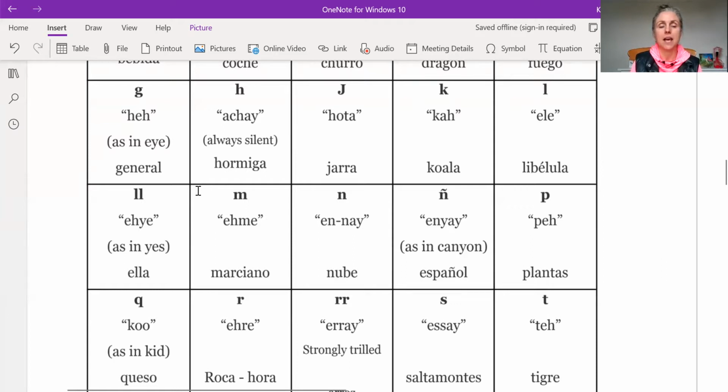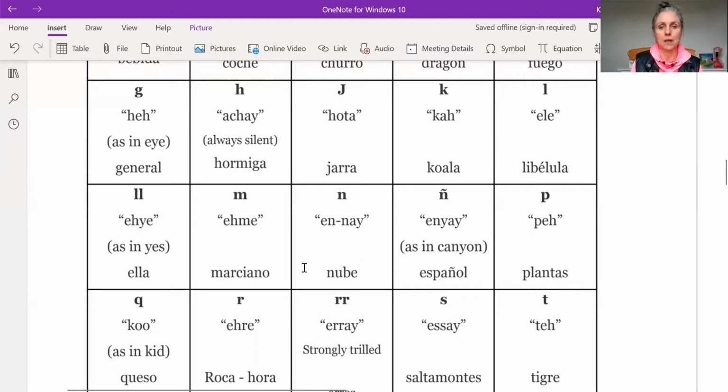Eme. Eme. And the word is marciano. Marciano, which means Martian. Then we have N. Ene. Ene. And the word I've put here is nube, which means cloud.